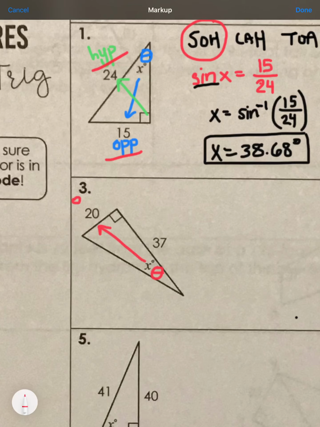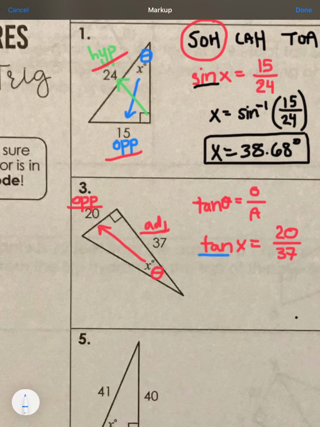Number 3, we have our angle. We have the side opposite our angle. We do not have the side across from the hypotenuse. Instead, we have the adjacent side. So, which trig function relates opposite and adjacent? Well, that's the TOA, the tangent. So we have the tangent theta equals the O over the A. So tangent of x equals 20 over 37.